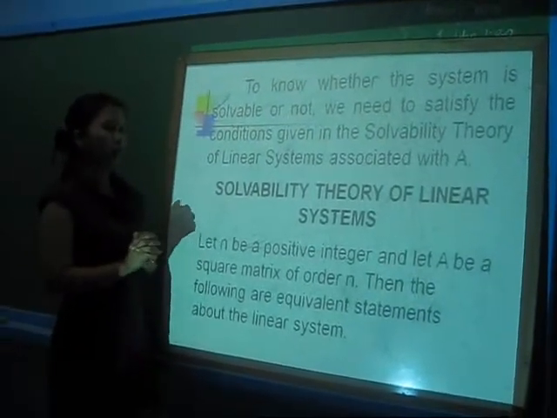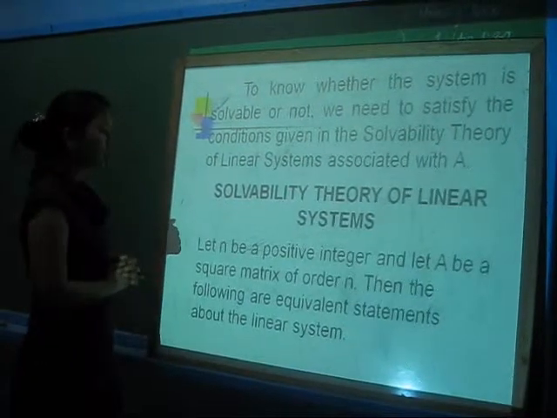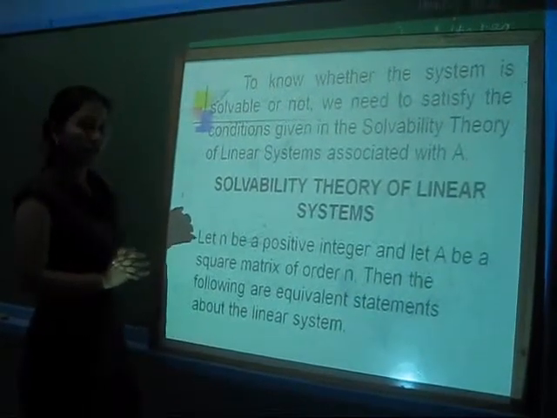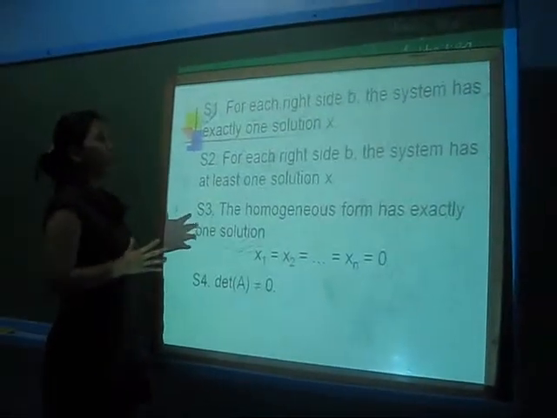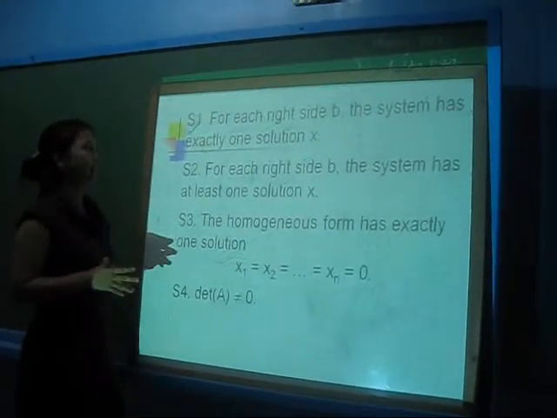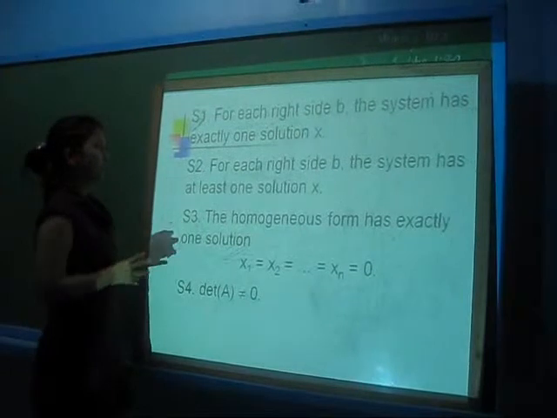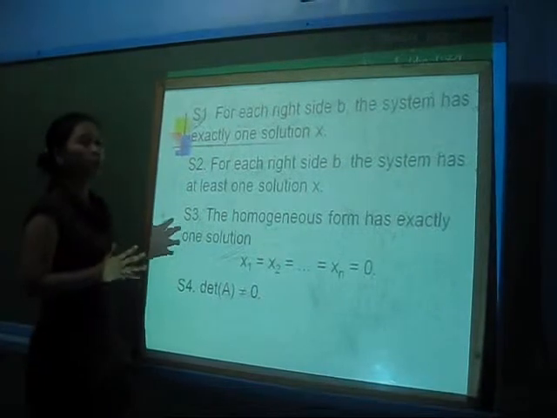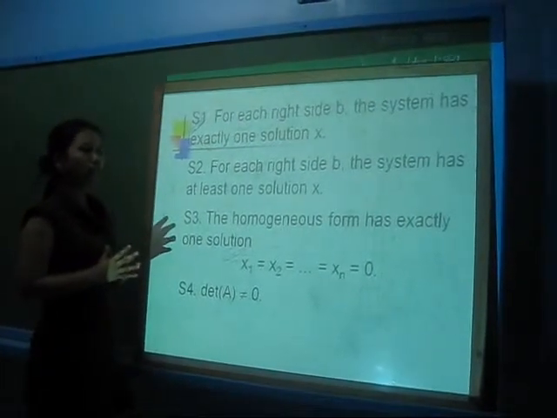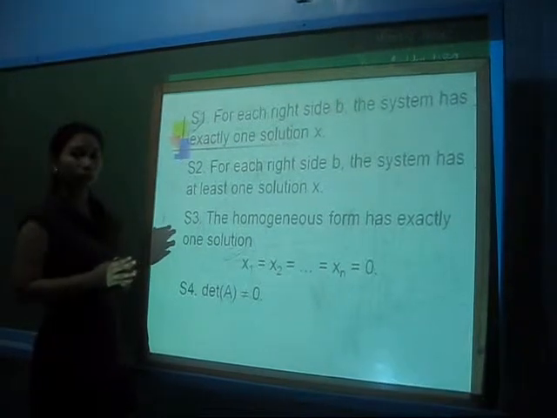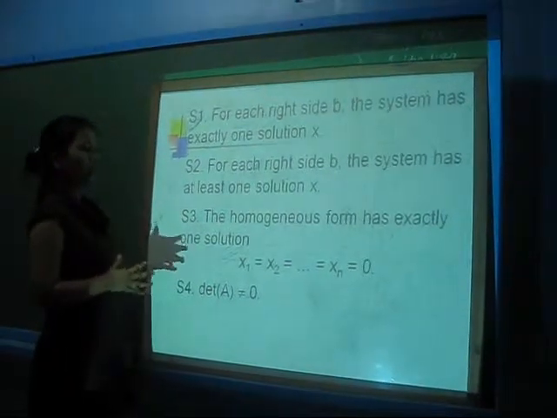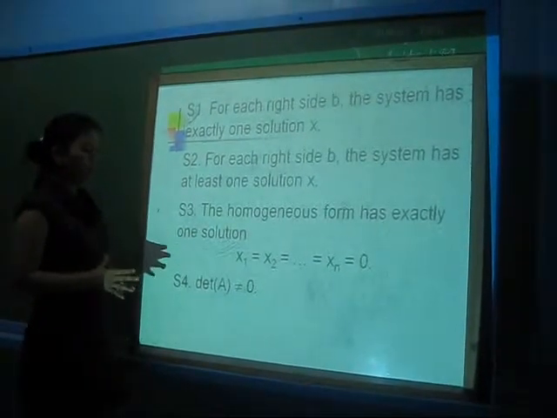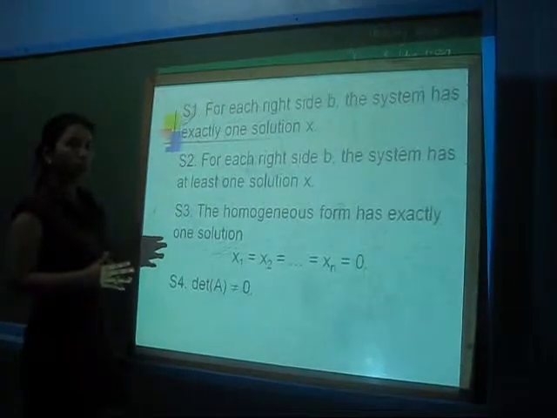Let n be a positive integer and let A be a square matrix of order n. Then the following are equivalent statements about the linear system. Statement number 1: for each right side B, the system has exactly one solution x. Statement number 2 states that for each right side B, the system has at least one solution x. Statement number 3: the homogeneous form has exactly one solution, that is, x sub 1 equals x sub 2 up to x sub n that is equal to 0. And then the last statement: the determinant of A should not be equal to 0.